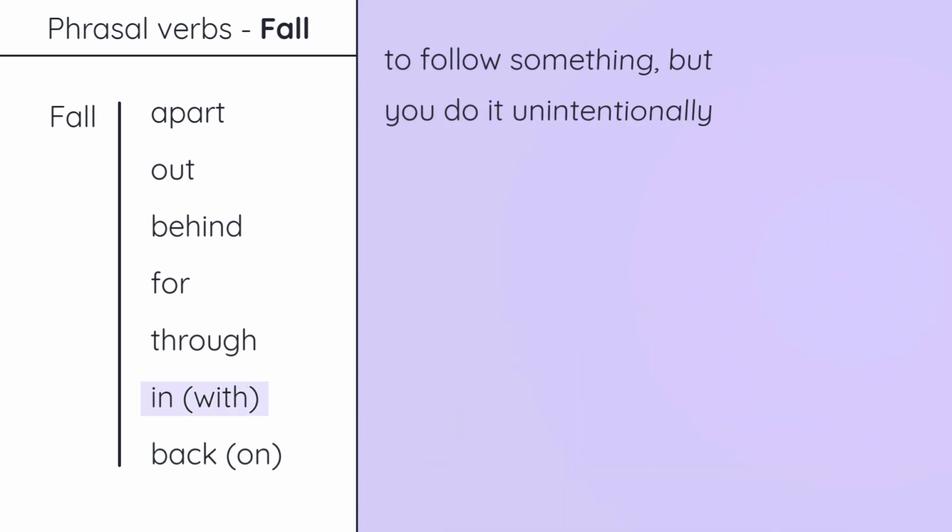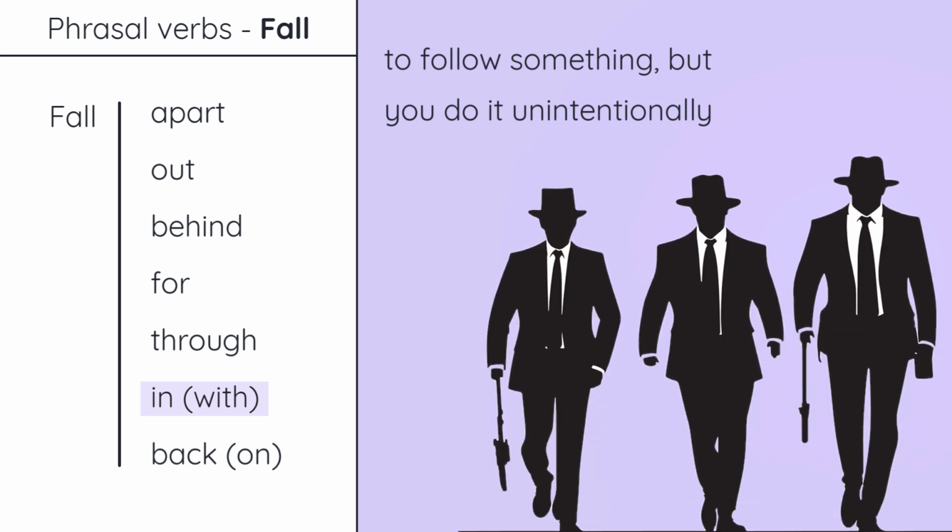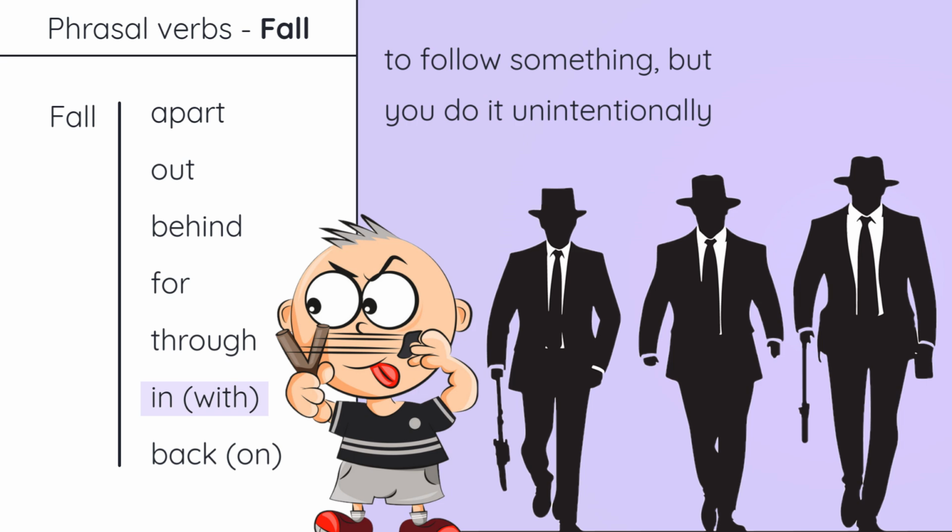Fall in with. Basically, it's the same idea. It means you follow something, but you do it unintentionally. Okay? So, for example, if you fall in with the wrong people, you somehow join these people that you didn't really want to, but somehow it happened. So, when you hear about gangs in America, for example, a lot of these kids who join gangs basically fell in with these people because that's what was around them. And now they're gangsters.